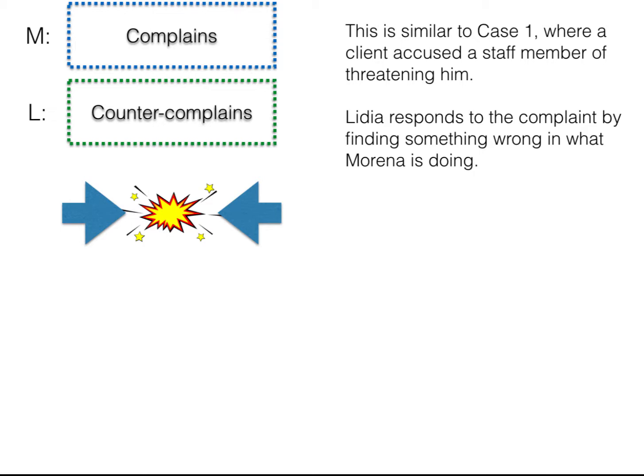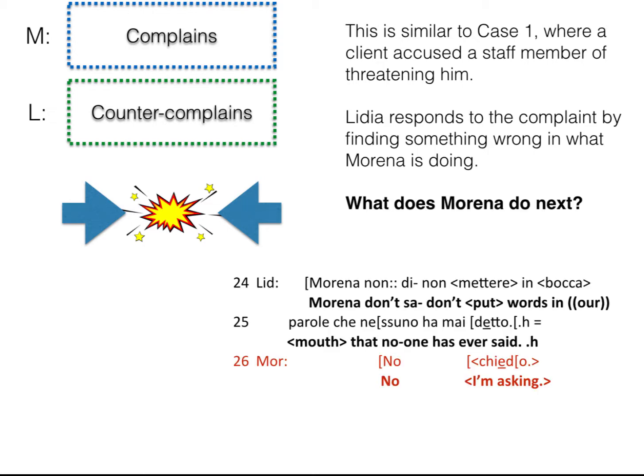In all these cases, the staff members are giving instructions, admonishments, sending people off, and clients have a resource for not responding to that by way of finding something wrong with what the staff member is doing. So the staff members' work is really tough because they are under scrutiny all the time, in a way. So what does the staff member do next? No, I'm asking.